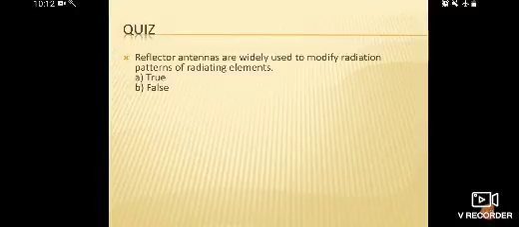So the reflector antennas are widely used to modify the radiation patterns of radiating elements. Is it true or false? It is true. Why? Because when we have a Yagi-Uda antenna, we have some reflectors. Whenever we are not getting signals to our TV, we set the reflectors to improve signal reception. So it is true. Reflector antennas are widely used to modify radiation pattern of radiating elements. It is very true.